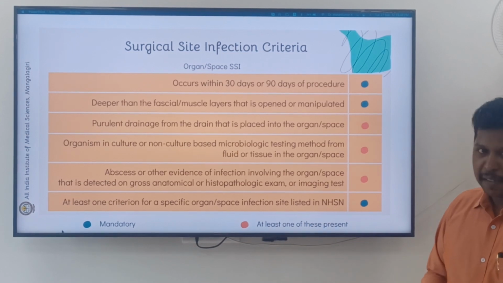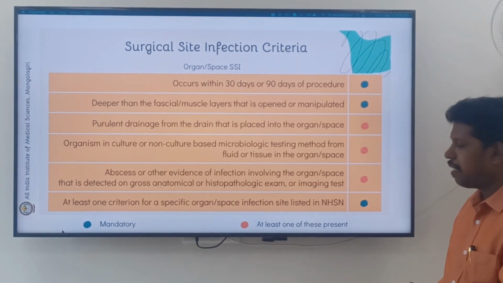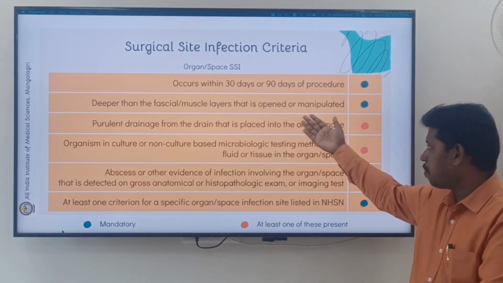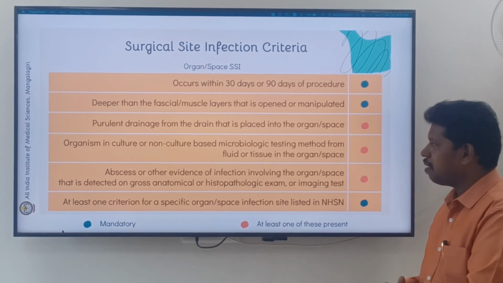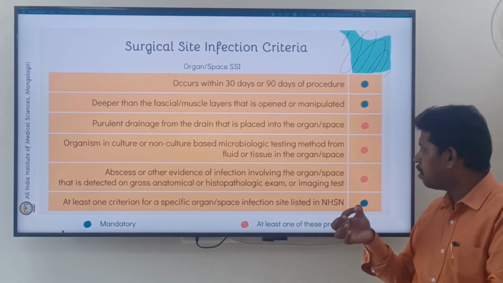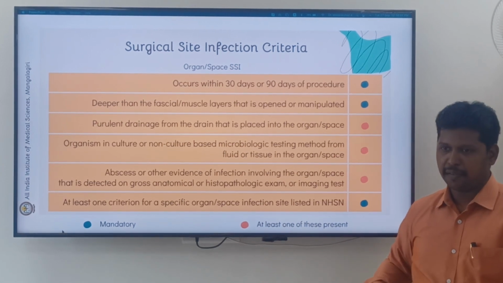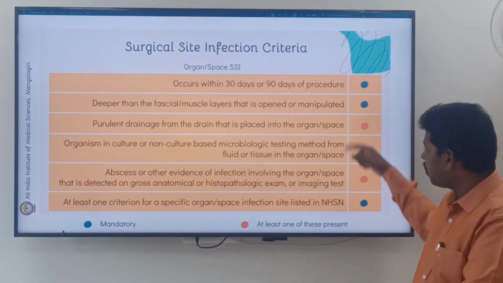Organ or space SSI occurs within 30 days or 90 days of procedure, as with the other types, deeper than the fascia or muscle layer that is operated or manipulated. Again, purulent drainage from the drain that is placed into the organ or space. So a drain is kept in the organ or space, the drain is coming out and it is purulent. So this point will be fulfilled.